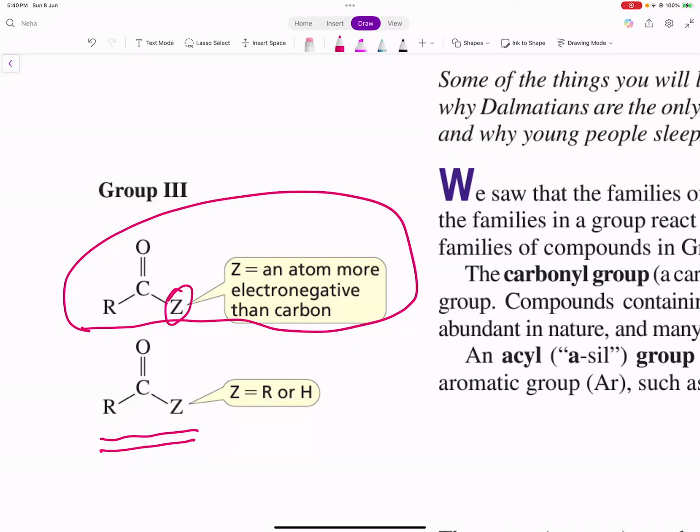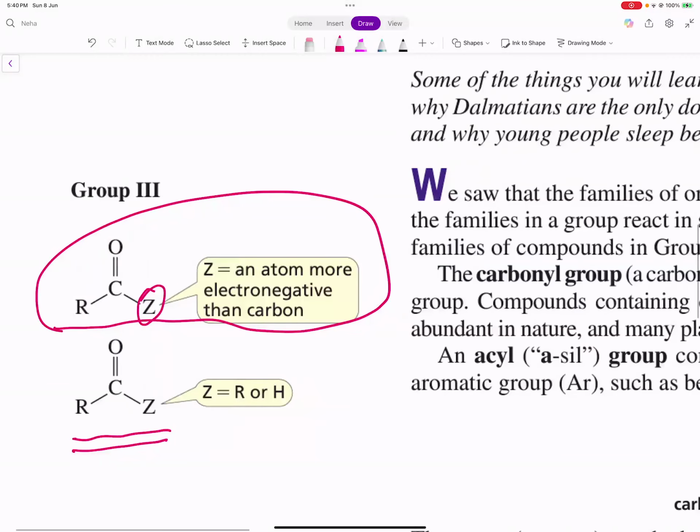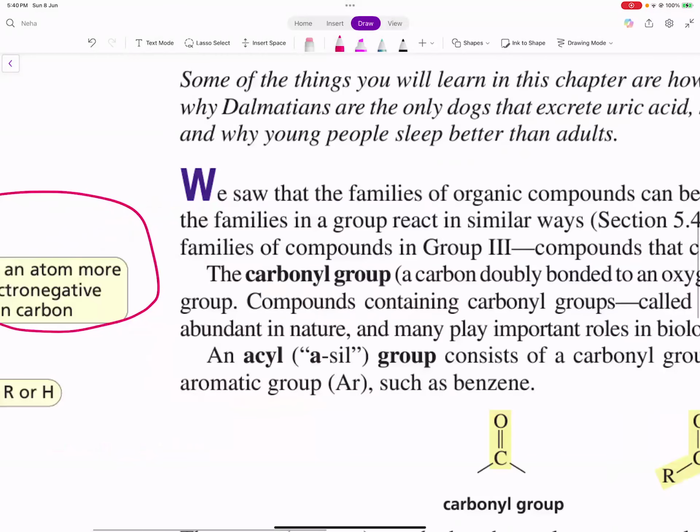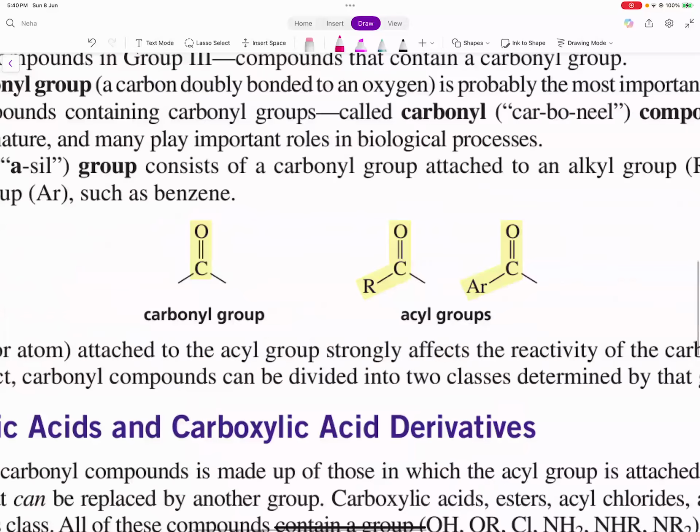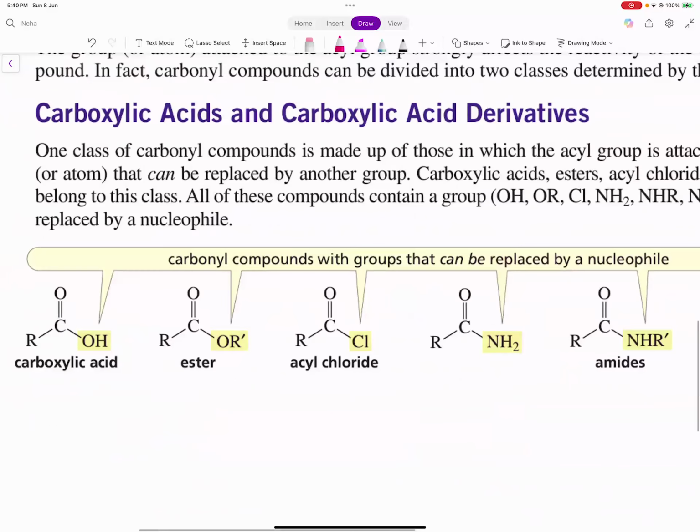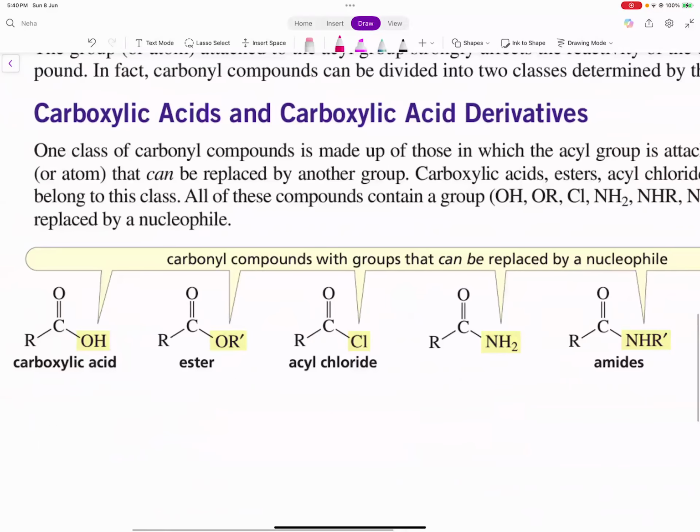Right. So we are going to study carboxylic acid derivatives first. These are the carboxylic acid derivatives. See, in the place of Z, I have OH. It is a carboxylic acid. If I have OR dash, it is ester. If I have Cl, it is acyl chloride. In general, if I have a Br, it is acyl bromide, right? And in general, it is acyl halide.